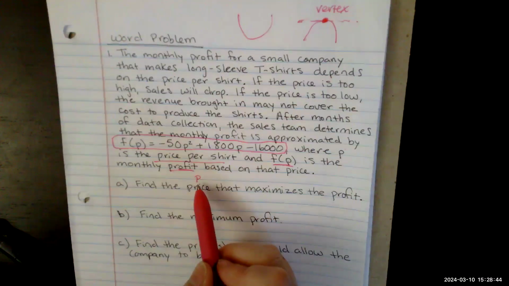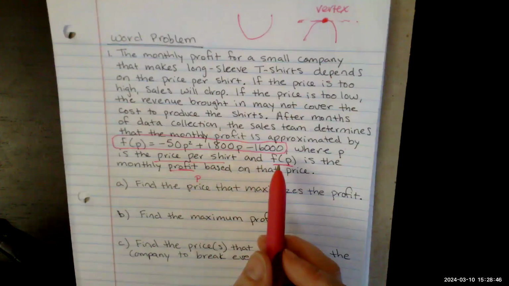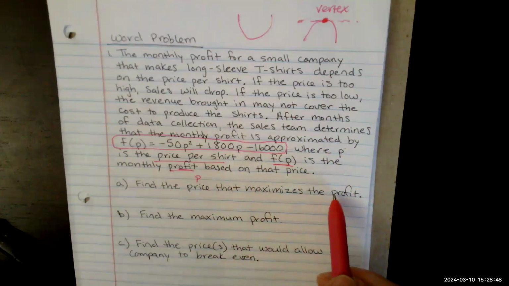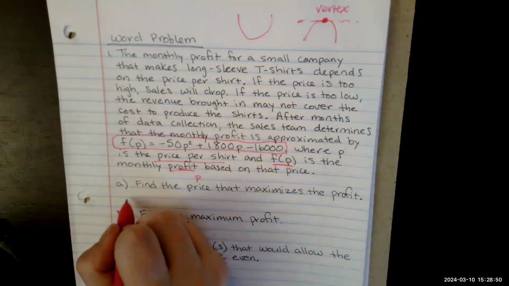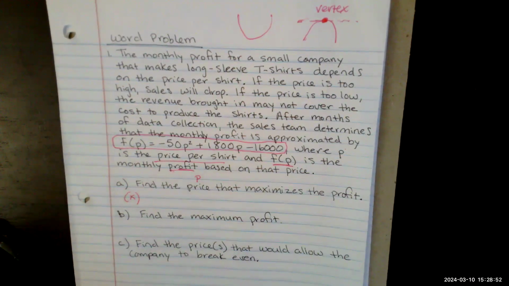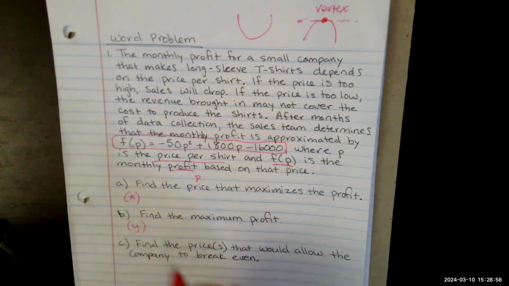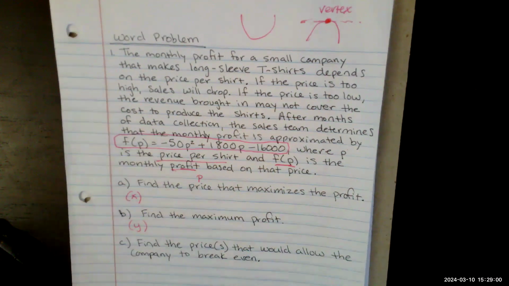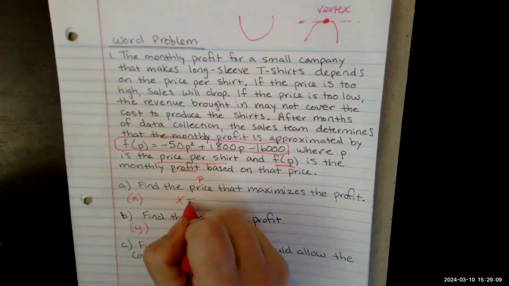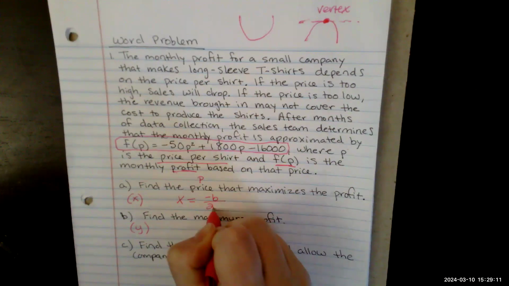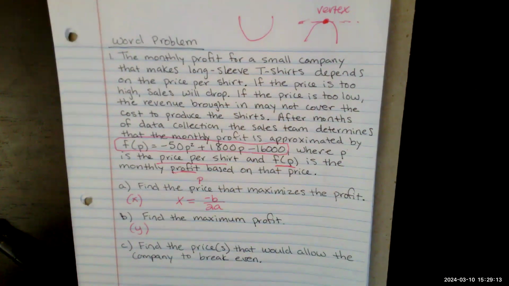So they're asking us, what is the P, which is like our X here, that maximizes the profit? So here they're asking us for X. Then they're going to ask us, well, what is the maximum profit then? So that's basically asking us for the Y. So all it is asking us is for the X and the Y of the vertex. And we just did that, right? We have a formula that we can use to do that. So that's all you need to do here.